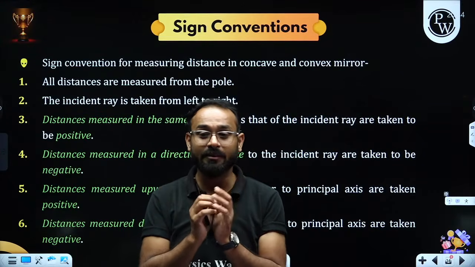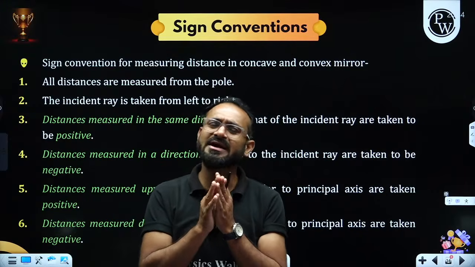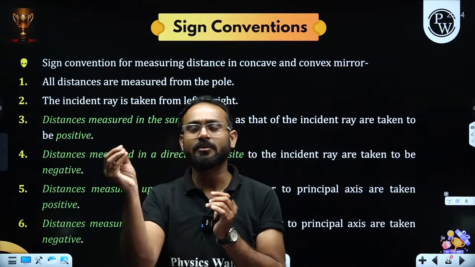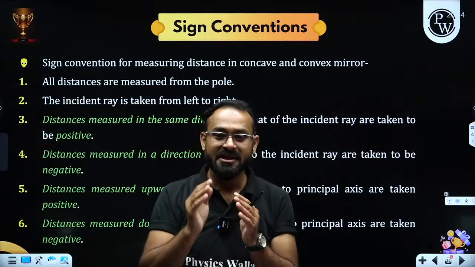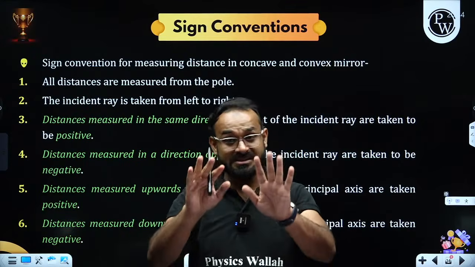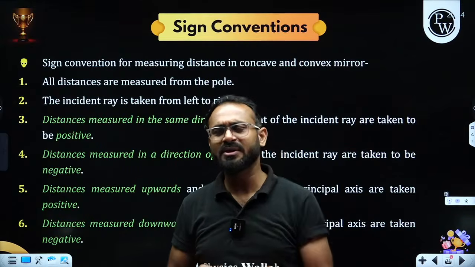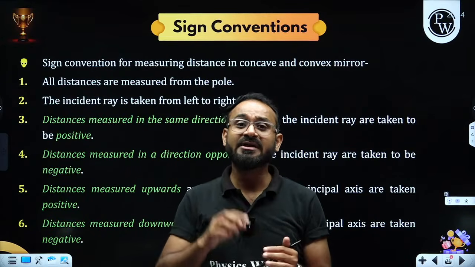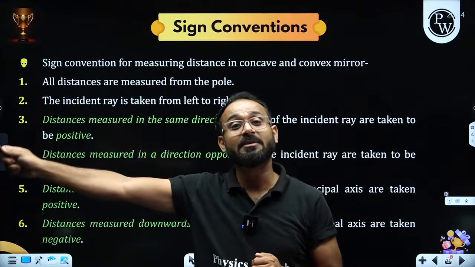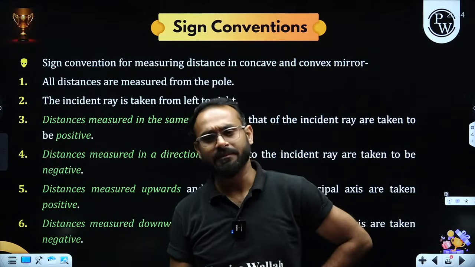We need to understand about the sign convention. Sir, why is it required? Because for solving numericals, there are certain things that have already been decided, discussed and fixed. Let me give you an example. Every time we will consider that the object will be kept at the left side. All the time.